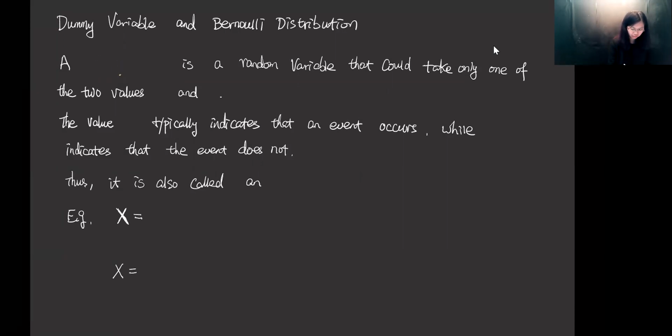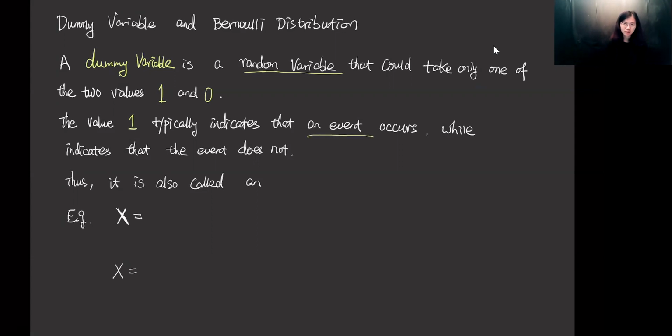A dummy variable is a random variable that could take only one of two values. The two values that it could take are 1 and 0. So a dummy variable could only take one of the two values, 1 or 0. And the value 1 of that variable typically indicates that an event occurs, while the value 0 indicates otherwise, in the case that the event does not occur.